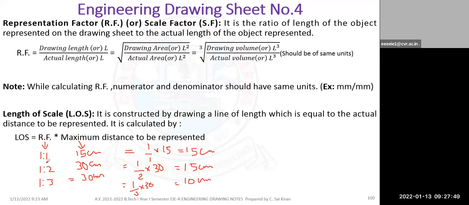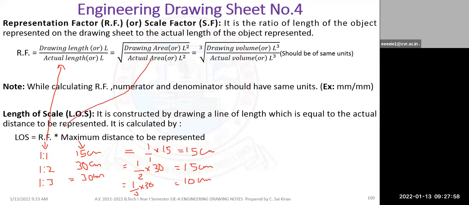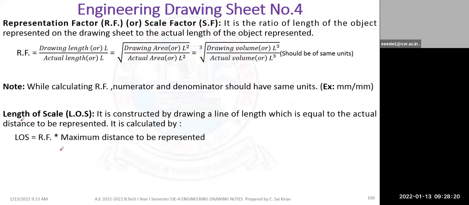In the problem they'll sometimes give the length of scale directly. Then you have to calculate what is RF. First you have to calculate RF. You can calculate this for one dimensional, two dimensional, or three dimensional using the respective formula, and find the RF value. Then you have to know the maximum distance of the scale, which is 15 centimeters or 30 centimeters. Depending upon your RF multiplied by the maximum distance, you will get the length you have to assume. You need to calculate this before solving the problem.